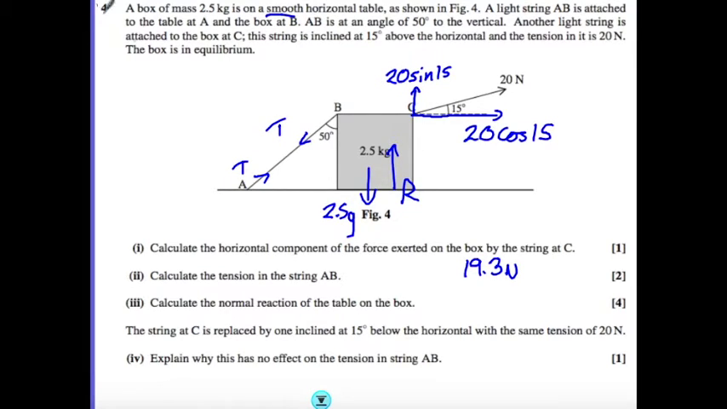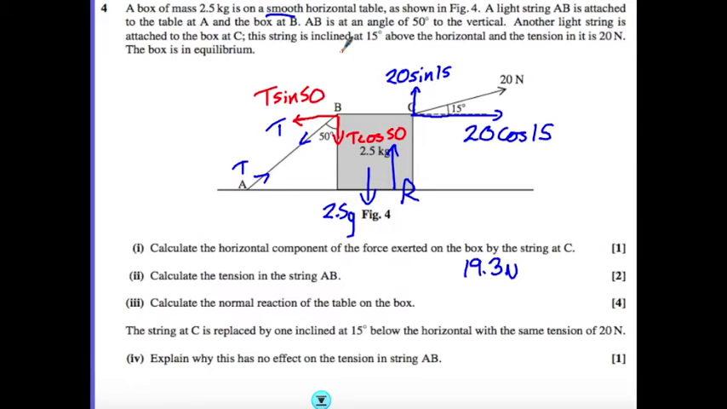So if we split this tension, then we can see this one is going to be the cos because it's next to the angle. So that's T cos 50. And this one's going to be sine, so that's T sine 50.